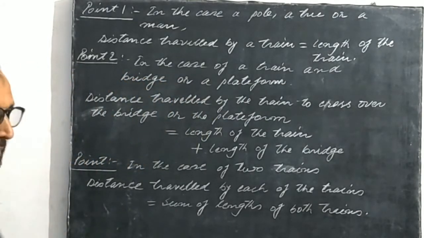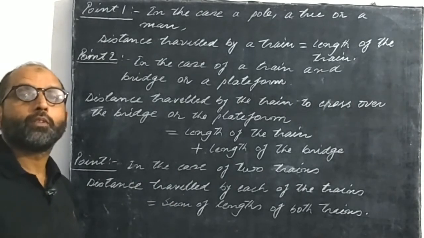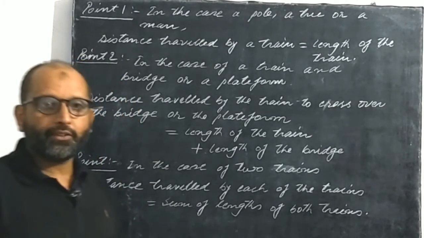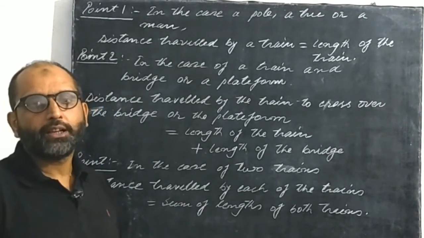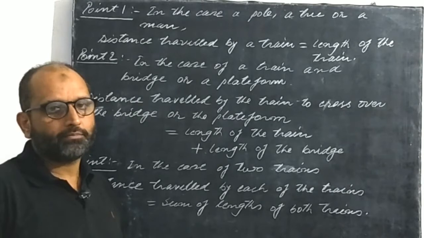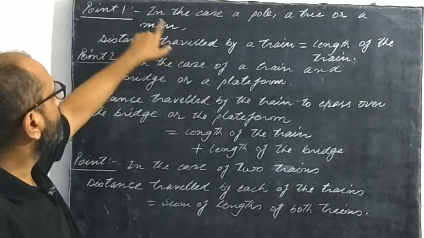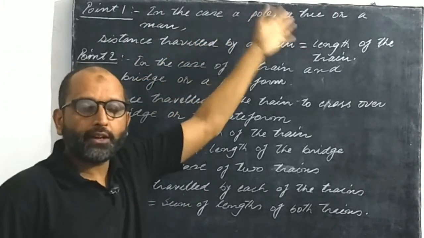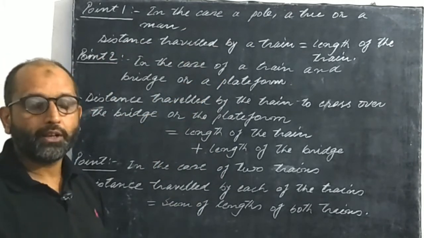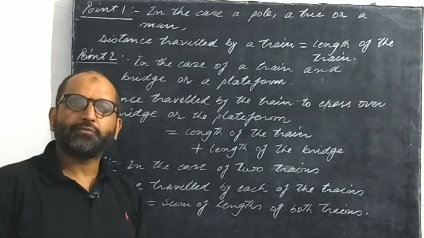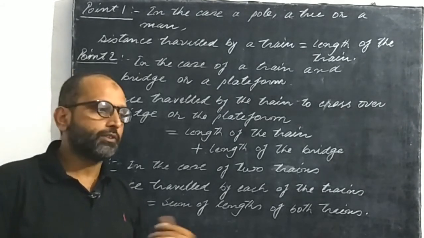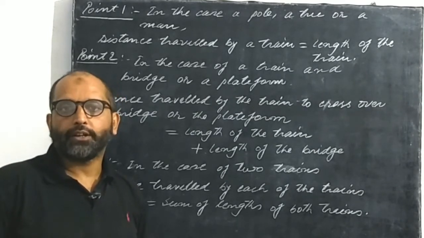So as you see, the general principle behind these points is, if the width of the object in reference to which we are discussing the motion of the train is very small compared to the length of the train, it is neglected, and the distance traveled by the train is considered equal to the length of the train itself. As in case 1, there is a pole, a man, or a tree with reference to a train. The width of a pole, a tree, or a man is very small compared to the length of the train, so it is not considered, and the distance traveled is taken as the length of the train only.